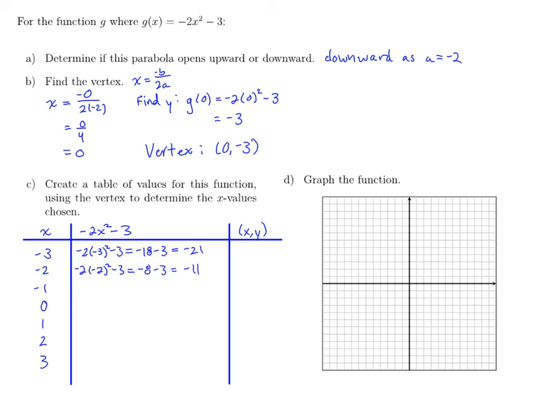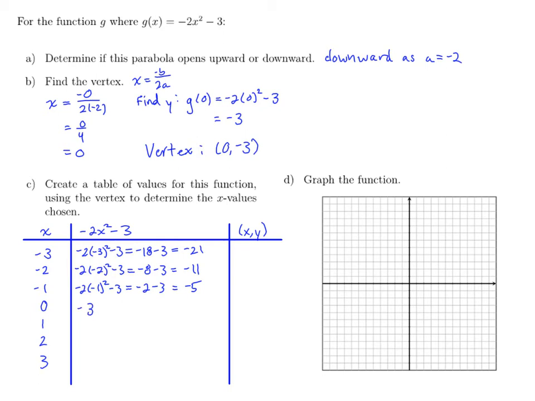Continuing on, we'll evaluate this expression, negative 2x squared minus 3, when x is negative 1. So I'll have negative 2 times the number negative 1 squared, minus 3, and that becomes negative 2 times a positive 1, or just negative 2 minus 3, so we get negative 5. At 0, we already evaluated this in finding the vertex, and we knew that that output was negative 3.